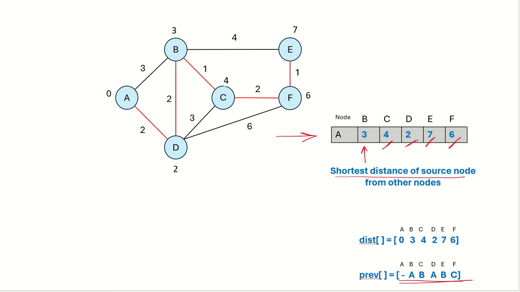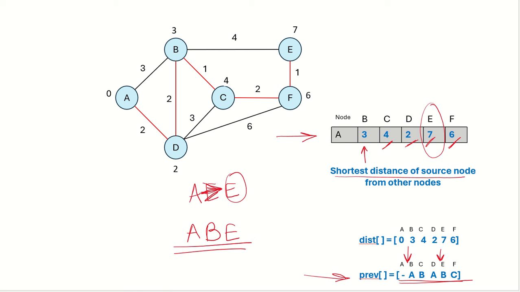Let's see how we get the path from A to E. How do we get this distance 7? What path do we need to follow? So we check this previous array. What is the previous node of E? We will start from E. The previous node of E is B. And the previous node of B is A. So this is the path that needs to be followed to go along the shortest path.